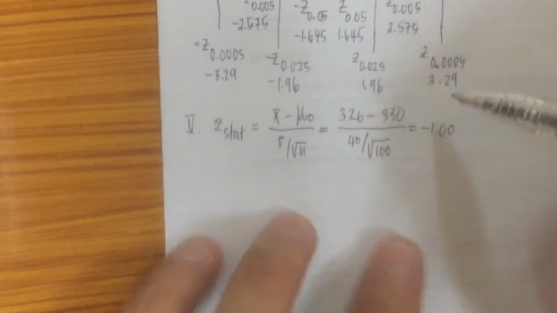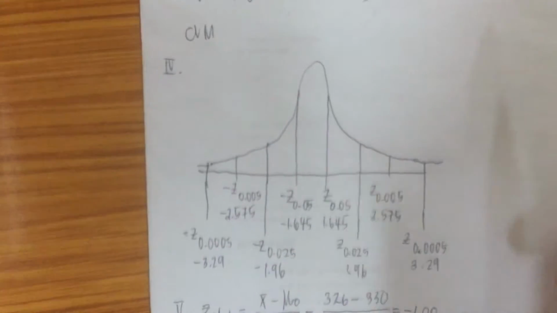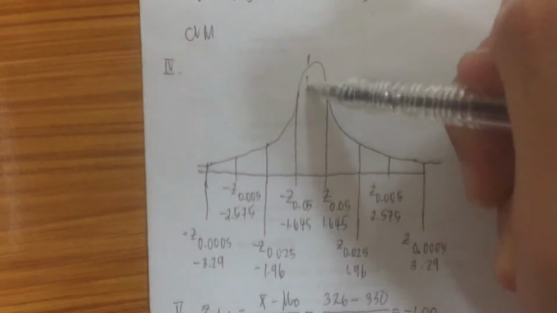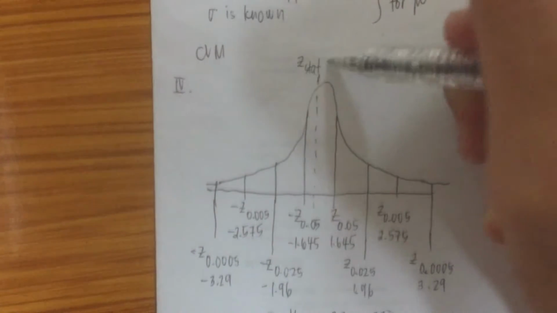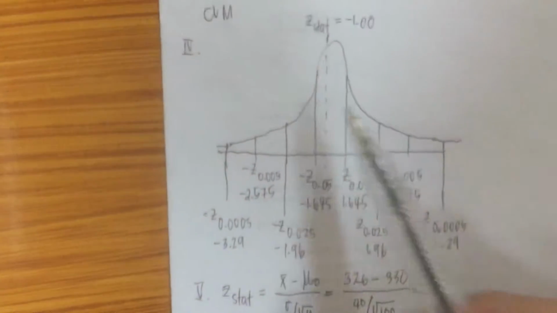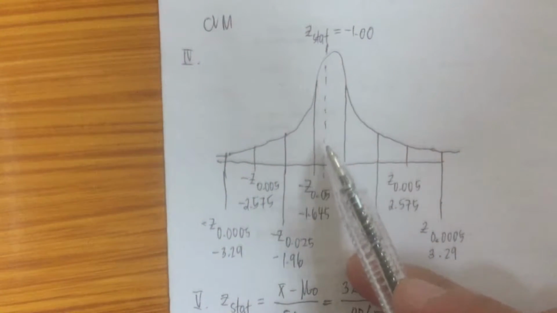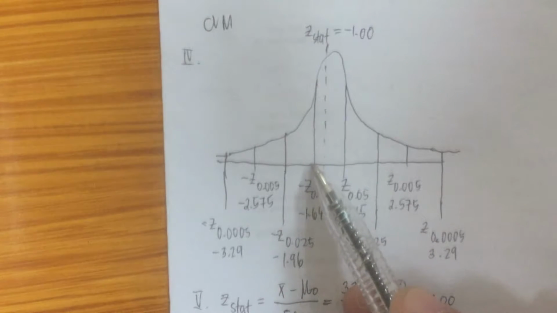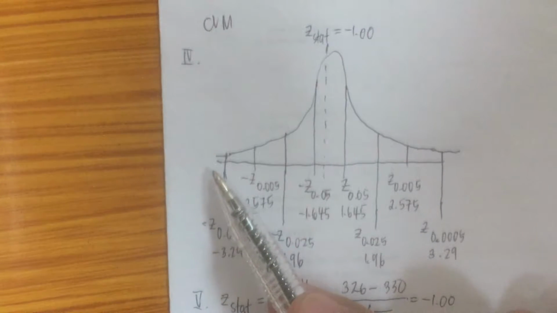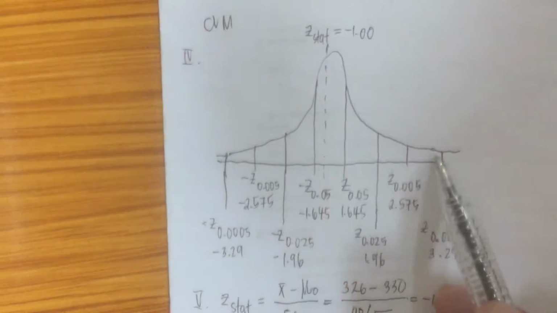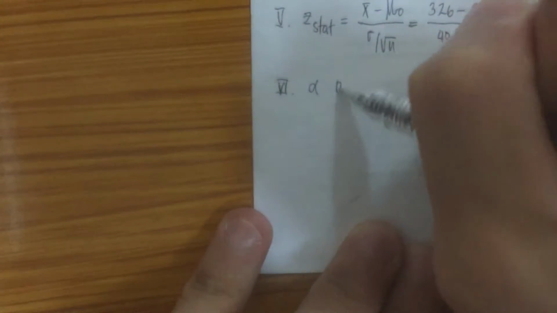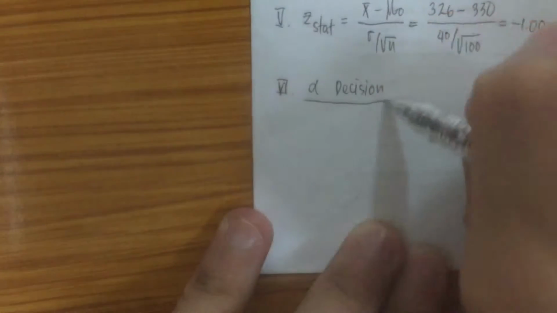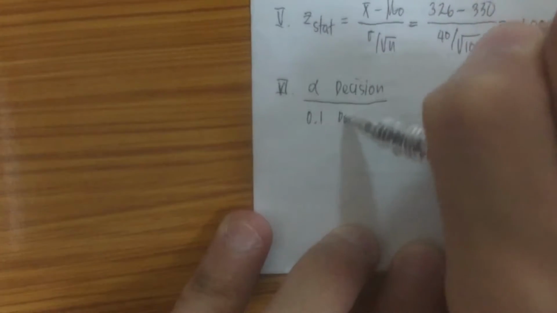So once you have this, just locate that with respect to the critical values. So -1 is somewhere here. Okay? So this is the location of the test statistic. If you look closely, this test statistic is not inside the rejection area for 10%. So it's not to the left of -1.645 nor to the right of 1.645. So for 10%, we do not reject the null hypothesis.